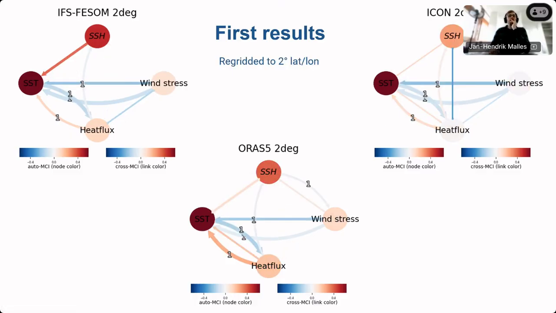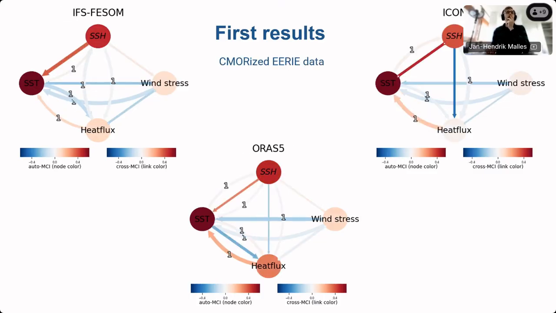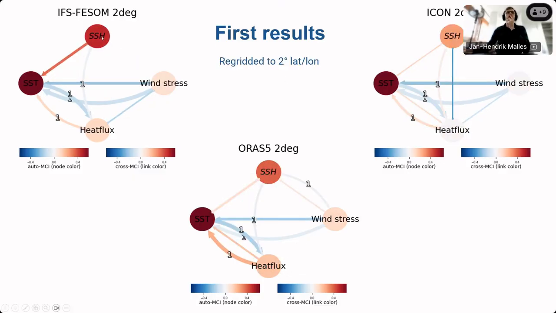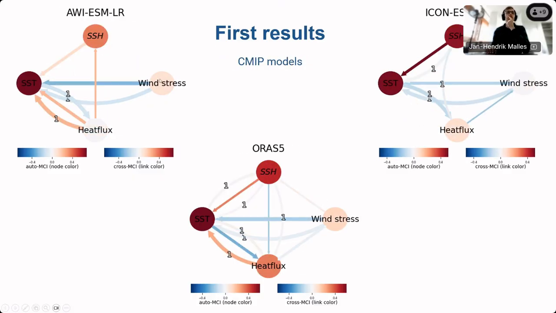Then I also did the same with first regridding the results, to look at what kind of information is lost when we, so to say, blur out these mesoscale features more. And what you see is that these links here, so for example, this SSA wind stress link disappears.